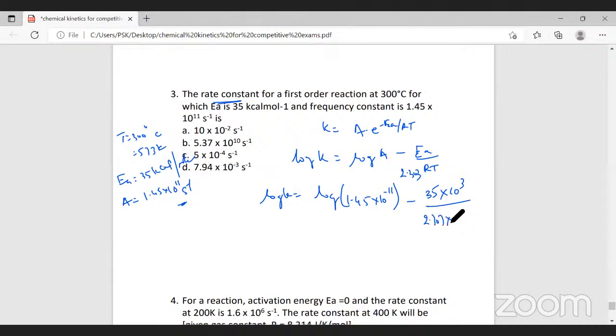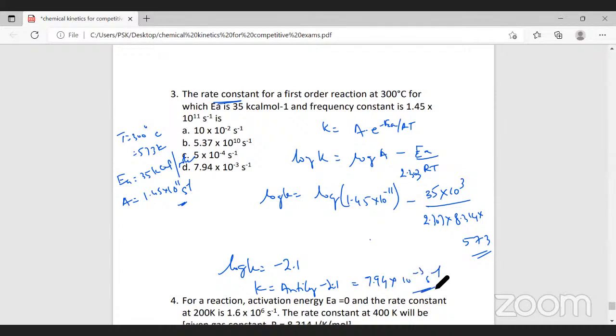R value is 8.314 into temperature, which is 573. So on simplification, we will get log K to be minus 2.1. So K will be anti-log of minus 2.1. For a negative value, there is no anti-log, so you have to ignore this minus sign and check the anti-log of 2.1. The anti-log of 2.1 is 7.94 into 10 to the power minus 3 per second.